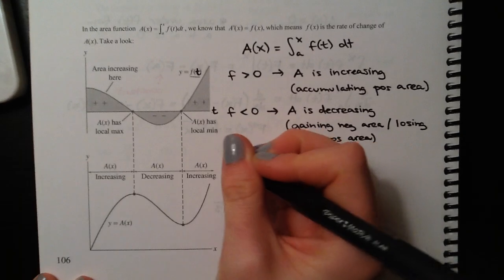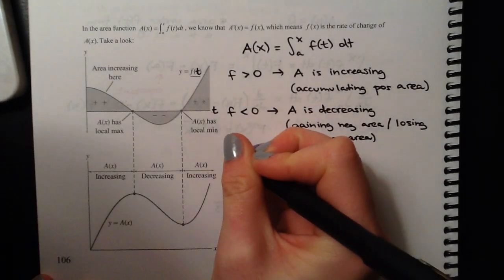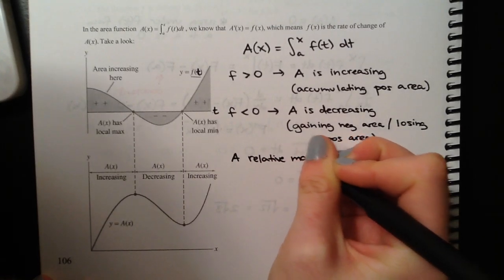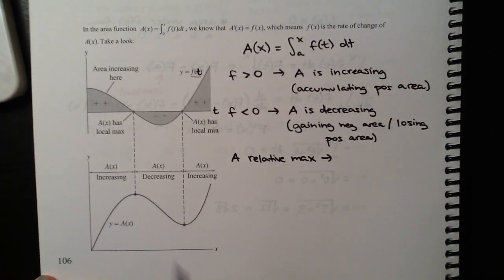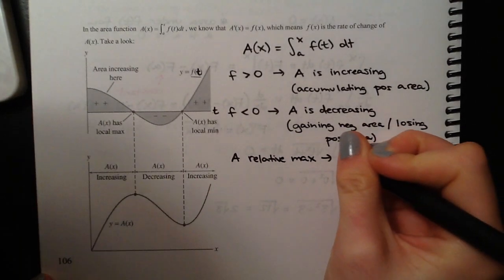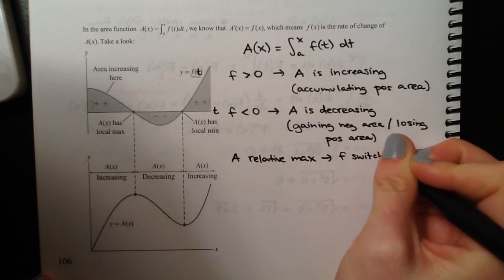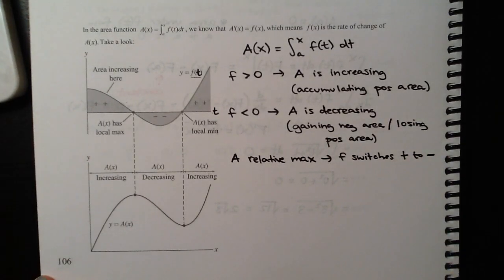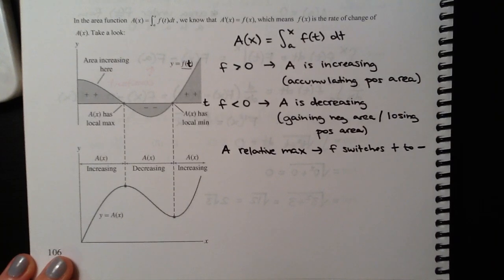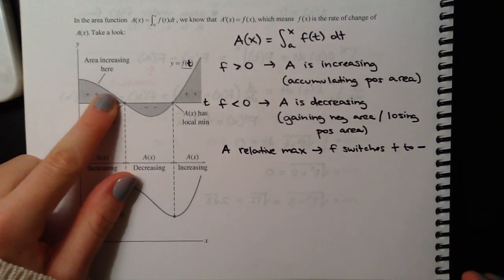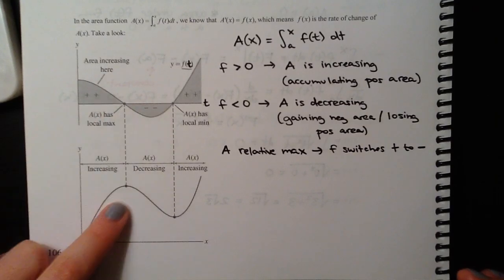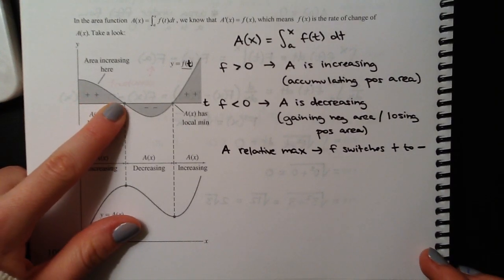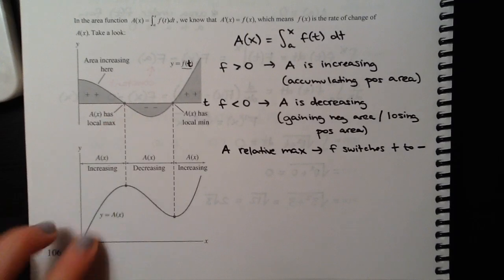Okay, let's talk about maxes and mins. Okay, so my function A is going to have a local max, a relative max, whenever f switches from increasing to decreasing. I'm sorry, positive to negative, not increasing to decreasing. Whenever f switches from positive to negative, A is going to have a relative max, okay? That's when I switch from gaining positive area to losing positive area. So that would be the largest that the area is going to be in that general time, because I'm picking up area, then I start losing area. So this is going to be a max for the time being.